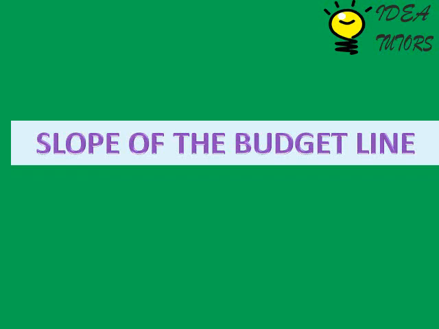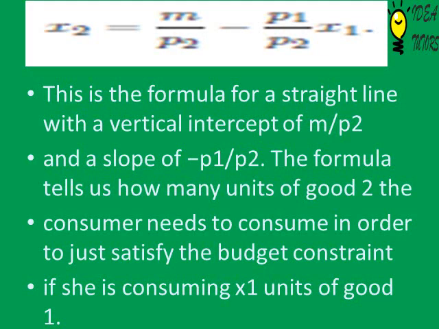Today we are discussing the slope of the budget line. The equation we can see here, x2 is equal to m upon p2 minus p1 upon p2 into x1, is the formula for a straight line with the vertical intercept of m upon p2, and the slope of this line is minus p1 upon p2.